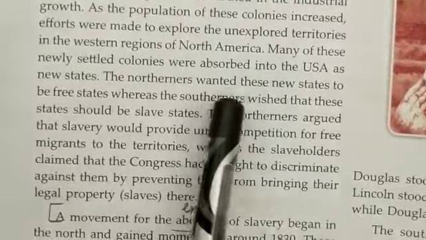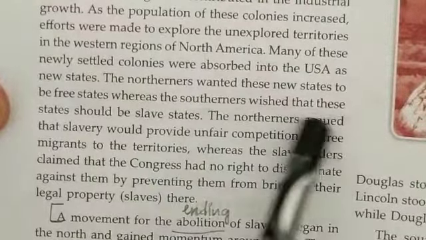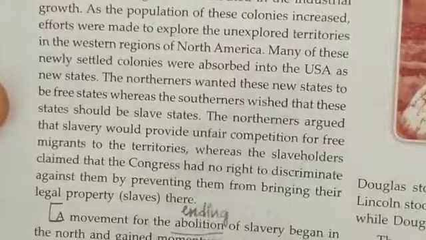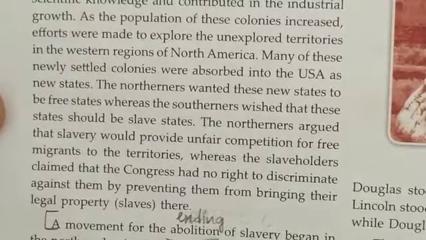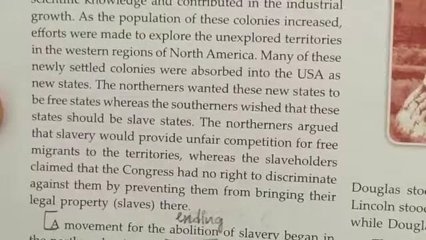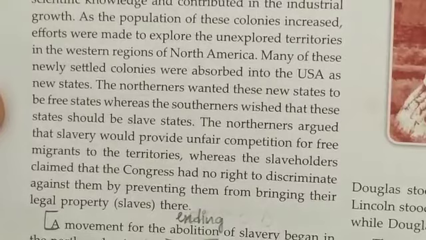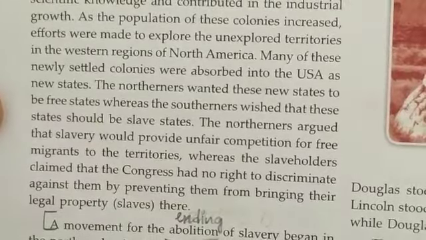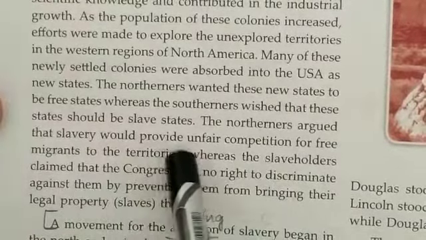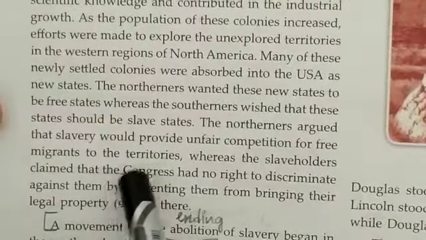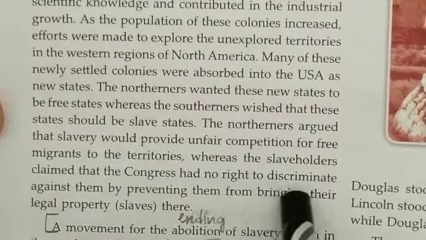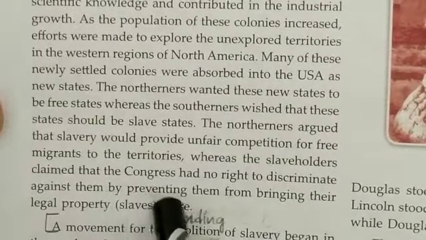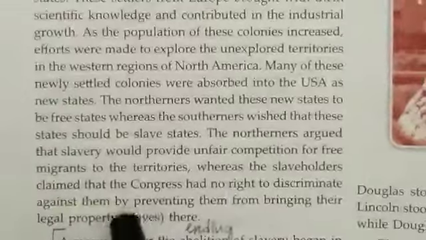The Northerners wanted these new states to be free states, whereas the Southerners wished that these states should be slave states. So the people of North America wanted these new states to be declared as free states, whereas the people of South America wanted these states to be slave states. The Northerners argued that slavery would provide unfair competition for free migrants to the territories, whereas the slaveholders claimed that the Congress had no right to discriminate against them by preventing them from bringing their legal property, that is slaves, there.